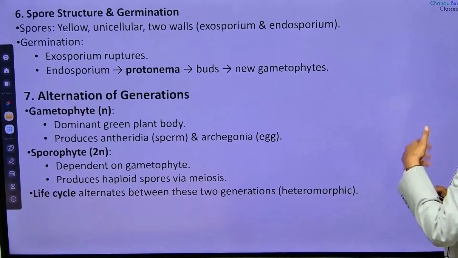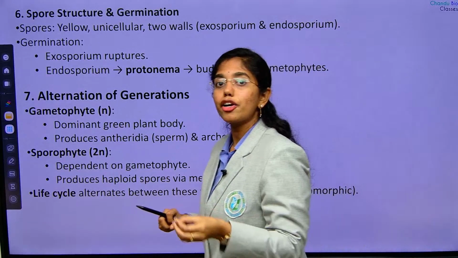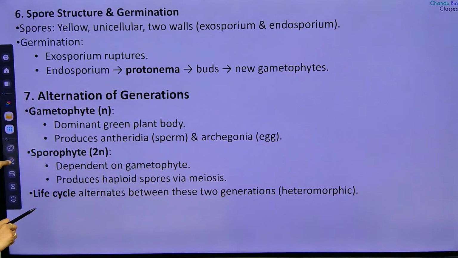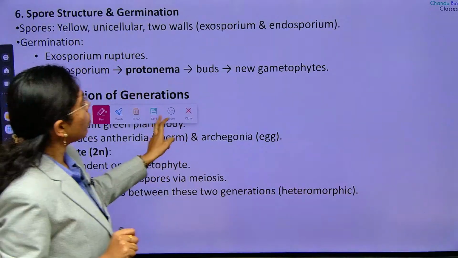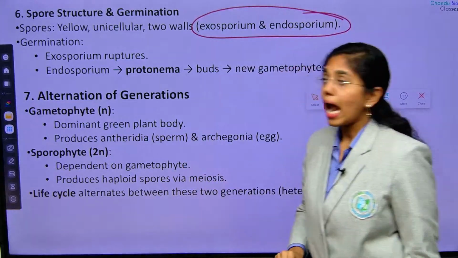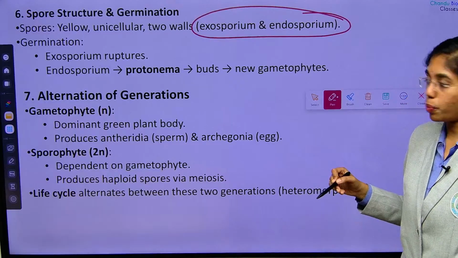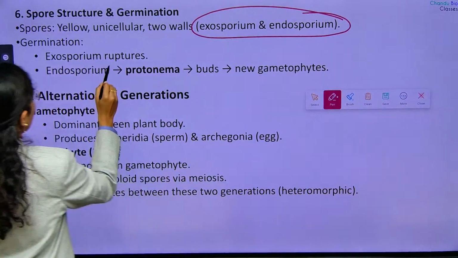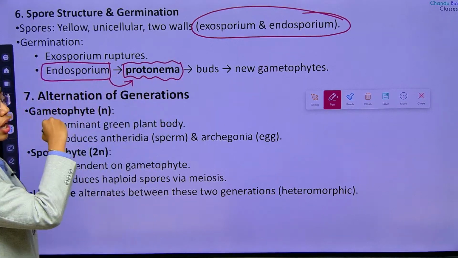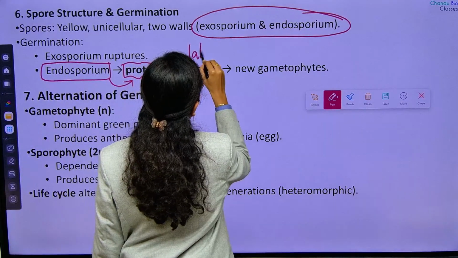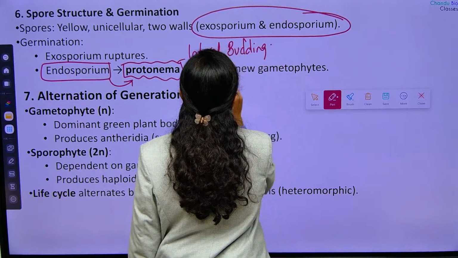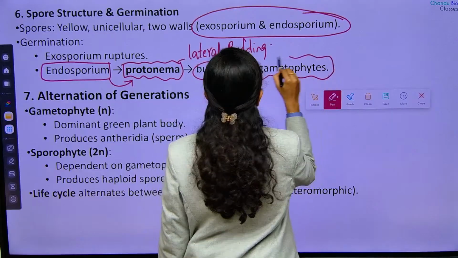here we go with the spore structure. Once the spore has landed onto a suitable substrate, how is the spore going to germinate? Spores are usually yellow, unicellular, and have two thin walls, the exosporium and endosporium. During germination, the exosporium will rupture and the endosporium forms the primary gametophyte, that is the protonema. The protonema undergoes lateral budding and these buds will develop into a new gametophyte.